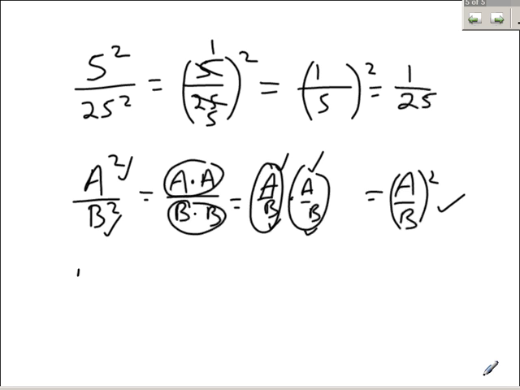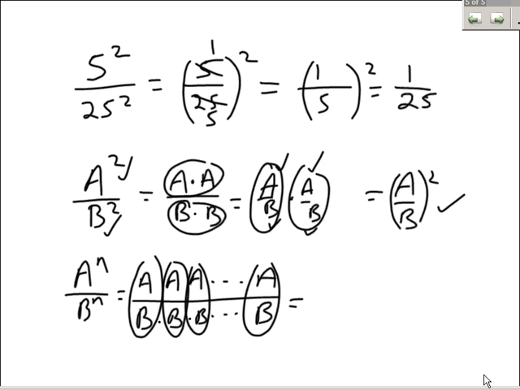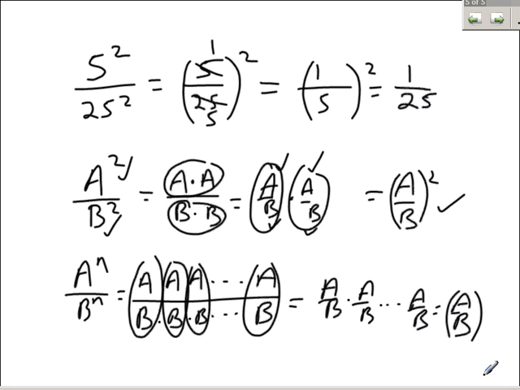And, you know, if it was any power, a to the n over b to the n, you multiply a by itself n times. You multiply b by itself n times, the same number of times. That way, since they're the same number of times, you could pair them up, top to bottom. So you have a over b times a over b n times. Oh, I'm multiplying the same thing n times. I write down the common thing that I'm multiplying by itself, namely a over b to the n.